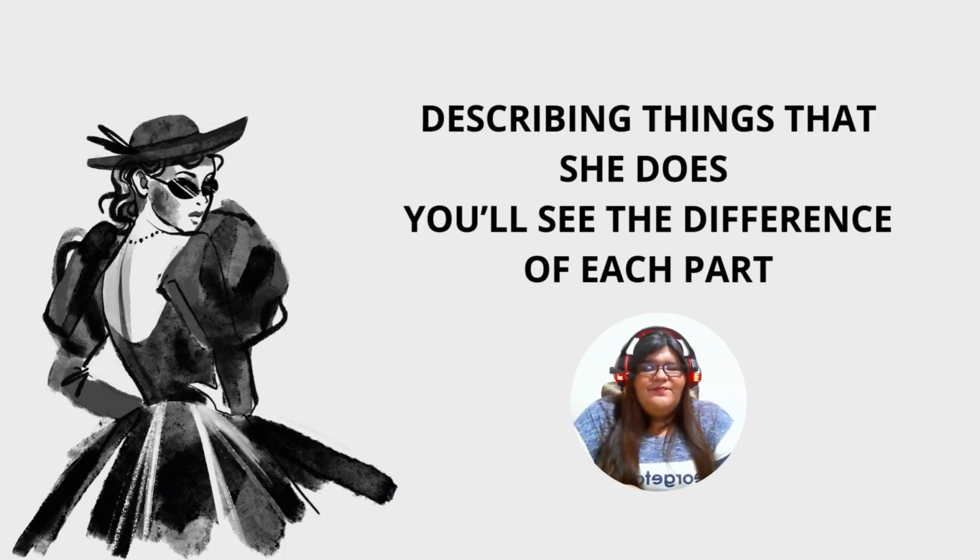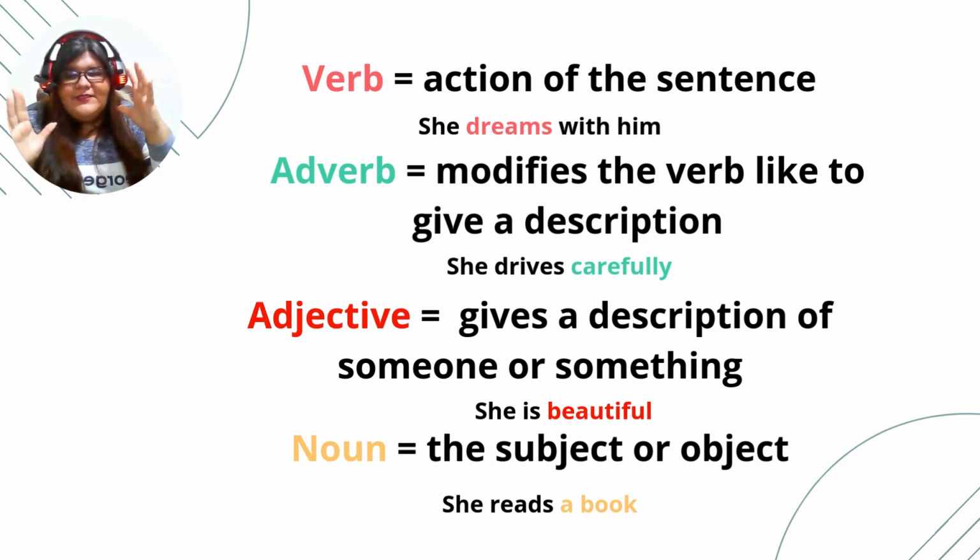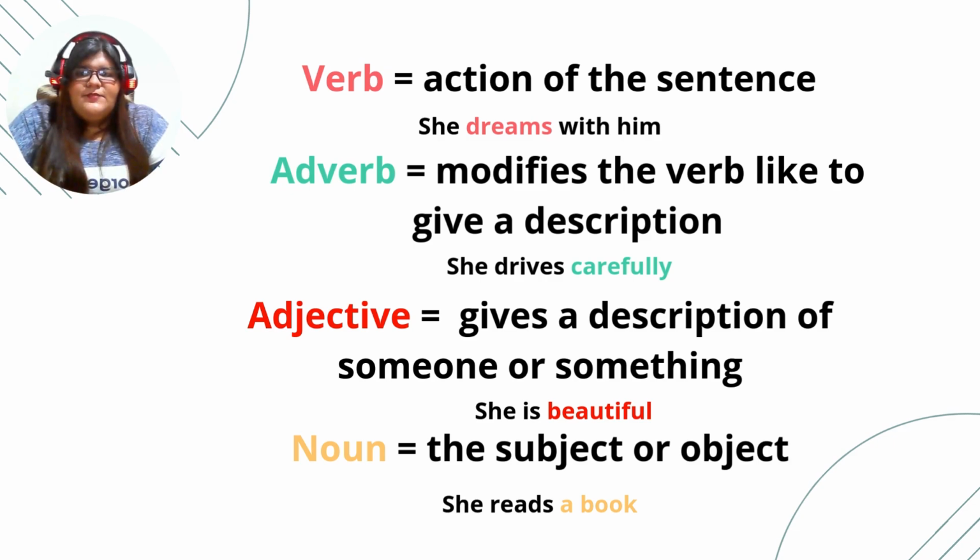So now we will make an exercise describing things that she is doing or that she does. You'll see the difference of each part. So to simplify all that information, and for you to have more clear what is a verb, what is an adverb, what is an adjective, and what is a noun, remember this trick.